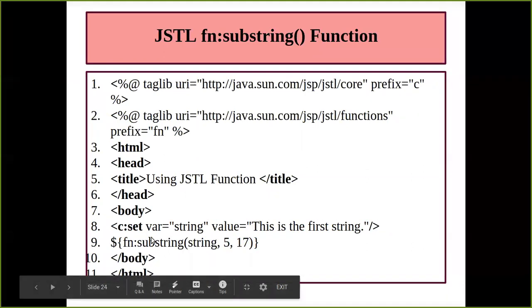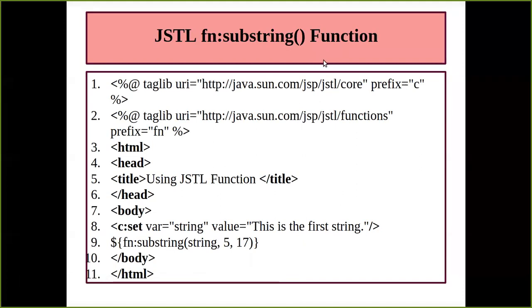The attributes will remain the same, var and value, but what you are going to change is the variable name, and you can make changes in the value which you are going to put into the variable. Fine. Now, what is the variable name I have given over here? String. And what value are we trying to store into this variable? The value is, this is the first string. Now, what function are you going to make use of? That is substring.